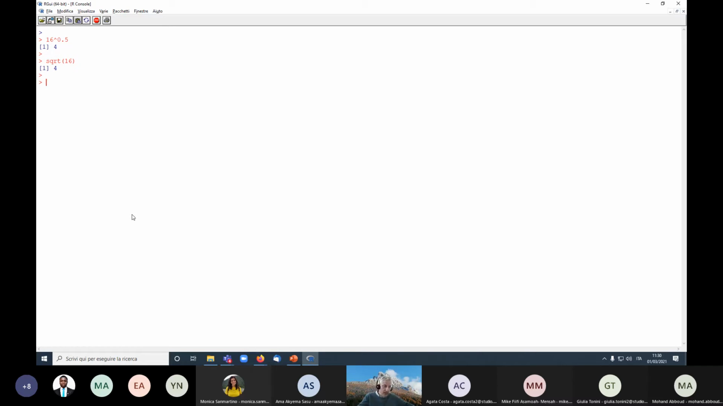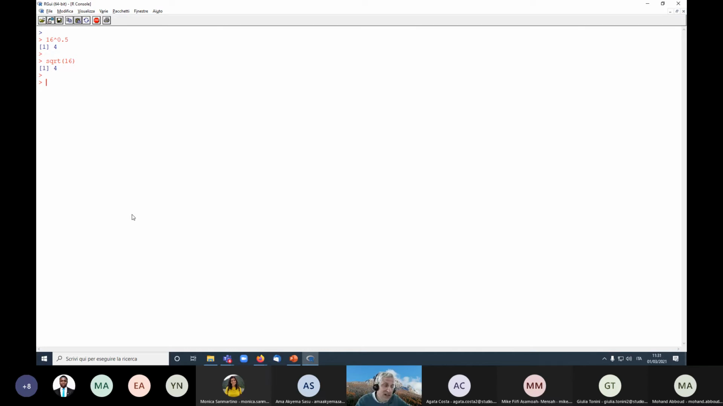So sqrt is the name of a function that computes the square root, and look at how I wrote it. I gave the argument of the function, the number to compute the square root of, between round parentheses. So R has some functions embedded. Any function takes one or more arguments. Arguments are to be given between round parentheses.